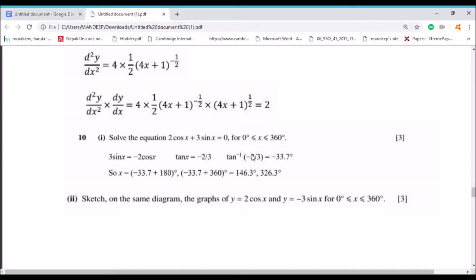tan inverse of minus 2 over 3 is going to be minus 33.7 degrees. We just put that in a calculator. So x equals minus 33.7 plus 180 degrees, because we add 180 degrees every time, because you can use the CAST rule. I use the CAST rule because you can just use or plot the graph, because 33.7 lies below the x-axis, in the fourth quadrant.